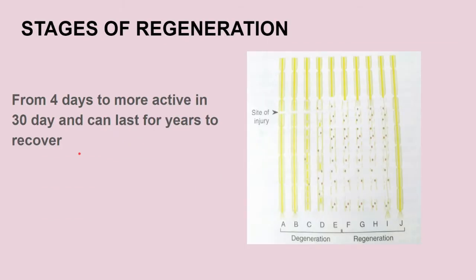Now the stages of the regeneration, or the repairing process of the injured neuron. Over here, this is the diagram of the repairing neuron.